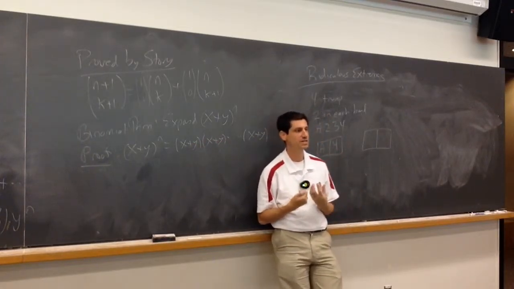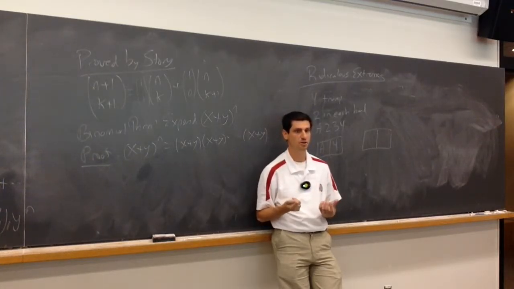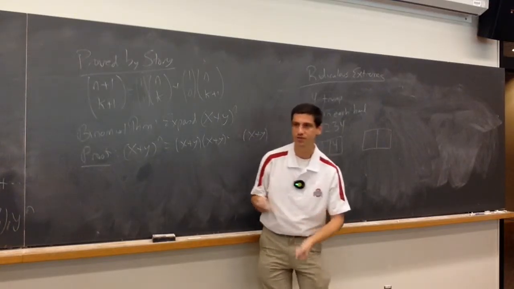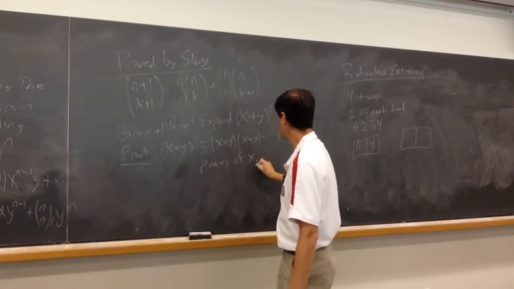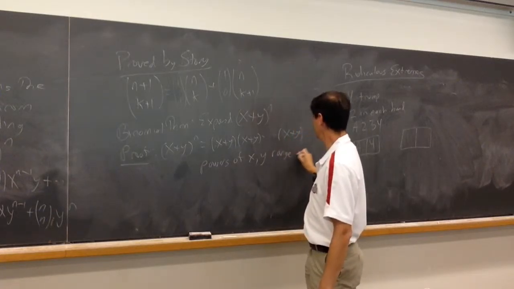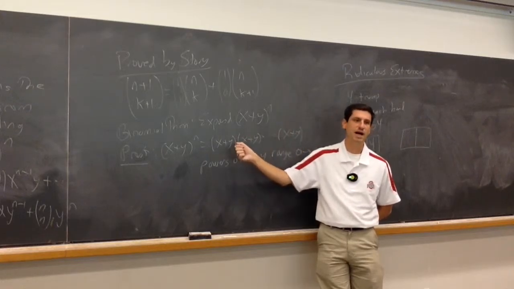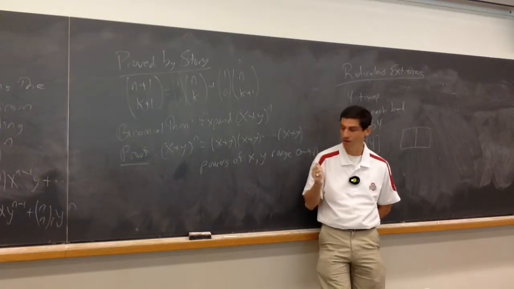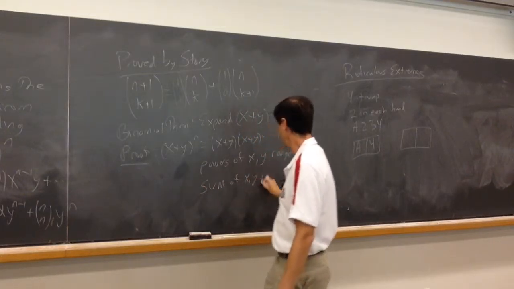What's the highest power of x I can get? N. What's the lowest power of x I can get? 0. So we know the powers of x range from 0 to n, and similarly the powers of y range from 0 to n. If I choose 5 powers for x, how many powers for y do I have? N minus 5. And the sum of the x and y powers is n.